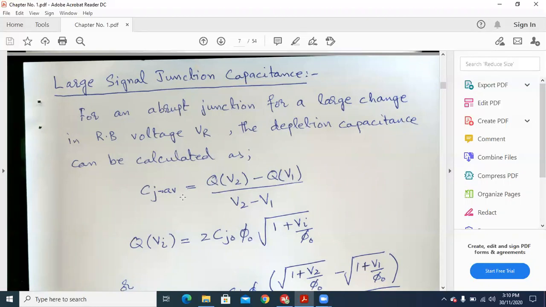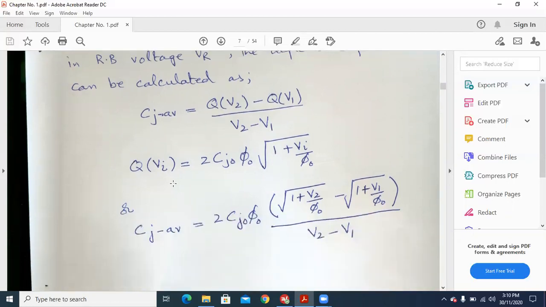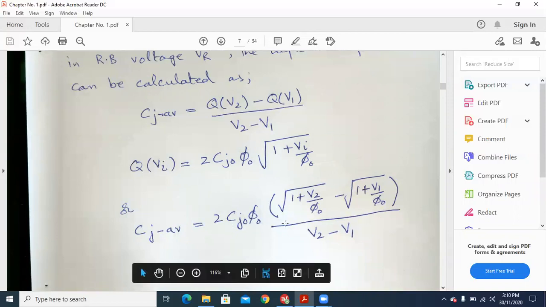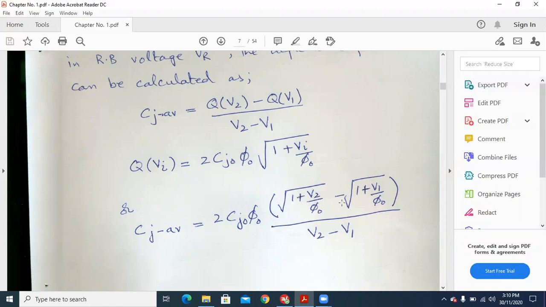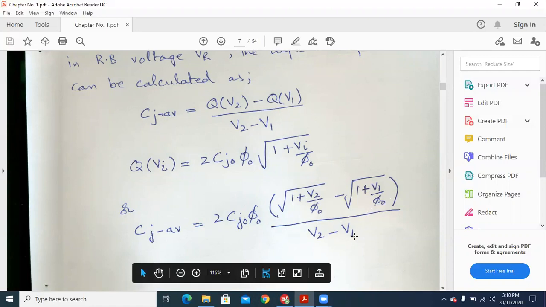And you know the value of the capacitance is in fact Q by V. And if we apply a signal which is of high value, so we will have the change in the charge carrier concentration divided by the change of voltage. And we have derived the relationship for the charge carriers. If we substitute this in this relationship, we will have 2 Cj naught phi naught, and we have the difference of two terms, root of 1 plus V2 by phi naught minus root of 1 plus V1 by phi naught, and we take the difference of the voltage V2 minus V1.